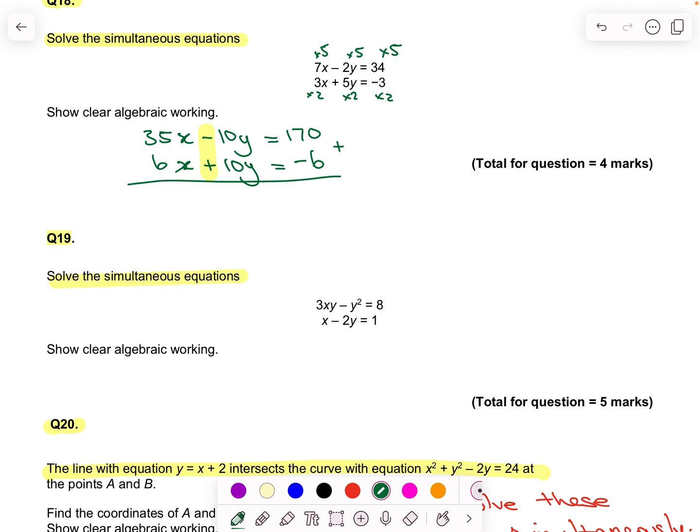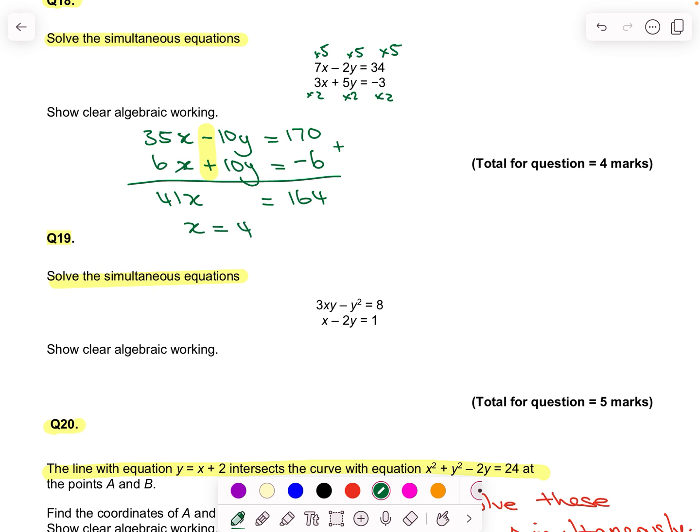So 35x plus 6x is 41x. Minus 10 plus 10 is 0, so they disappear. Equals 170 plus minus 6, which is 164. And then I'm going to do 164 divided by 41, which gives me 4. So x equals 4.